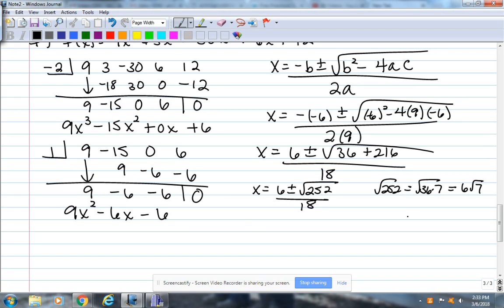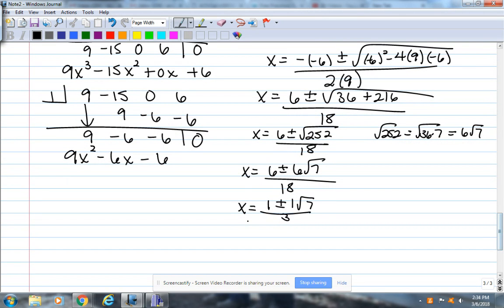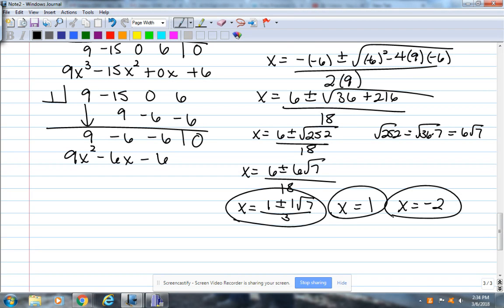And just tried stuff. All right, so that's x equals 6 plus and minus 6 radical 7 divided by 18. So I divide them both by 18. That gets me 1 plus and minus 1 radical 7 divided by 3. The 6 over 18 reduces to 1/3, and 6 over 18 reduces to 1/3. So these are two answers right here. I can't simplify anymore because I don't know what radical 7 is. So there's 2 of my answers. My other 2 are the 2 I use for division. So x equals 1 and x equals negative 2. So those are my 4 solutions right there.